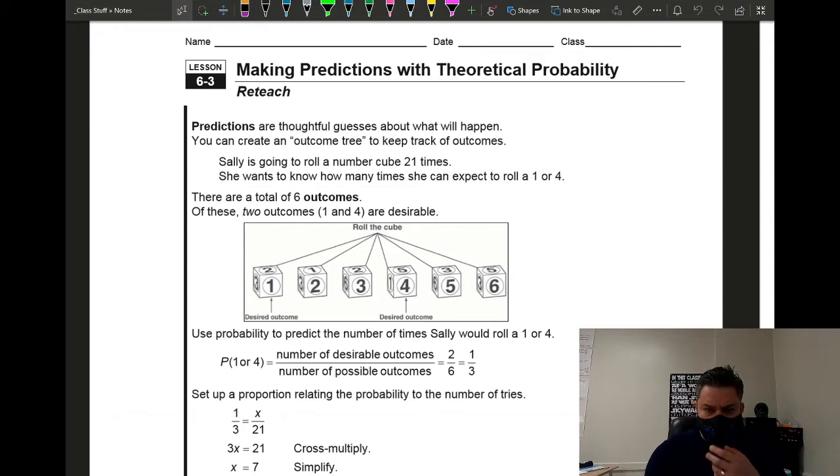And today we're gonna keep on talking about probability, also theoretical probability like we did before. But this time we're gonna be making predictions.